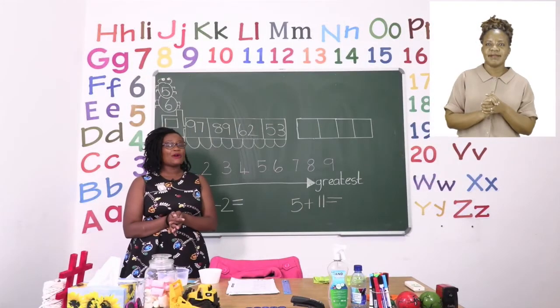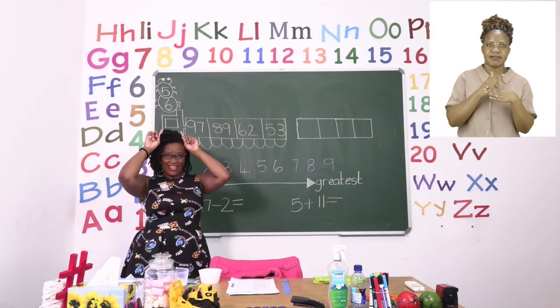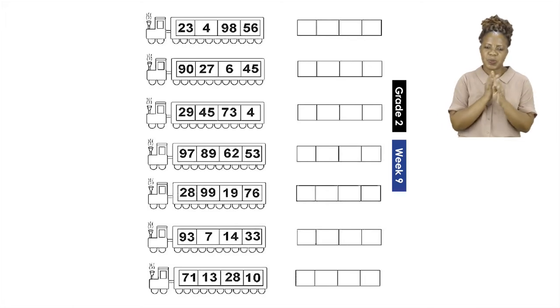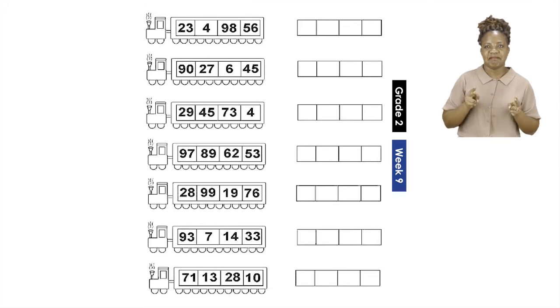For our exercise now, boys and girls, let's turn to page 5. On page 5, we're going to have so much fun organizing. So we are going to be ordering the numbers from the least to the greatest. And we have a choo-choo train to do it with. Everyone, let's pretend we are choo-choo trains. So we are going to do the fourth one together. So let's take a look at the board.